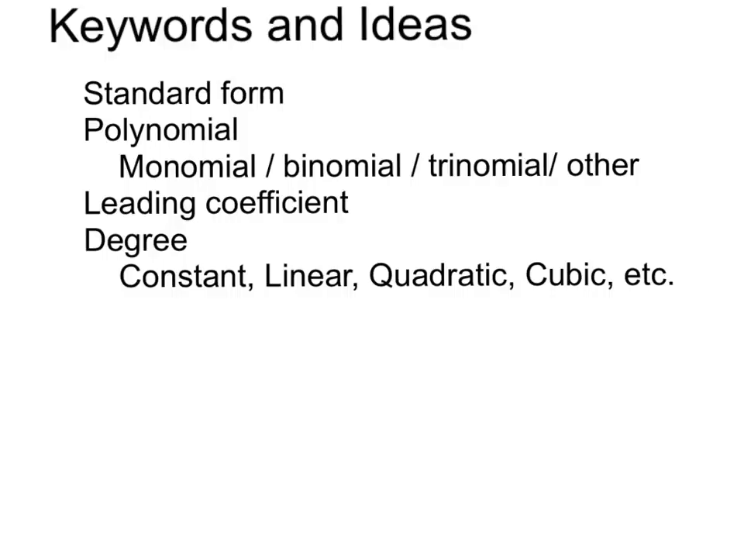For this skill, the keywords and ideas that we need to keep in mind is standard form. We should be able to take a polynomial and write it into standard form. And that polynomial we should be able to identify as a monomial, meaning 1 term, binomial, meaning 2 terms, trinomial being 3 terms, and then other would be anything more than 3 terms. Once we've written it in standard form, we should be able to identify the leading coefficient and the degree, and using that degree to identify whether it's a constant, linear, quadratic, cubic, quartic, quintic, etc. This concludes the lesson on our skill.